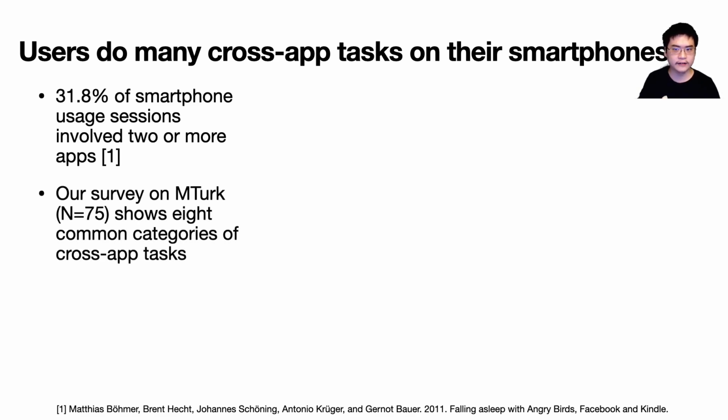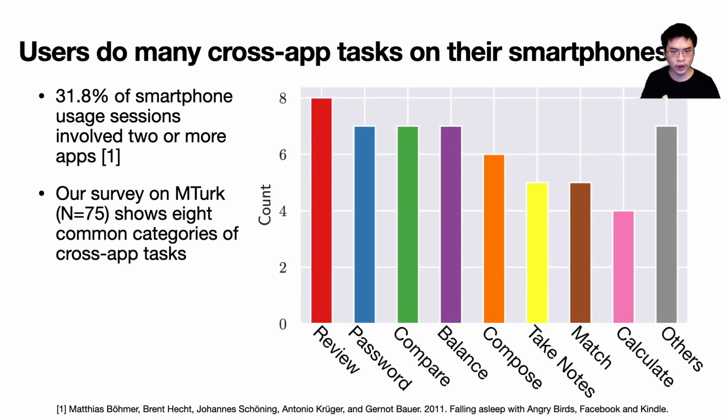We conducted a Mechanical Turk study with 75 people, asking them what kind of cross-app tasks they did on their smartphones and what apps are involved. We find 8 common categories of tasks that are usually involved in people's common cross-app task sessions.